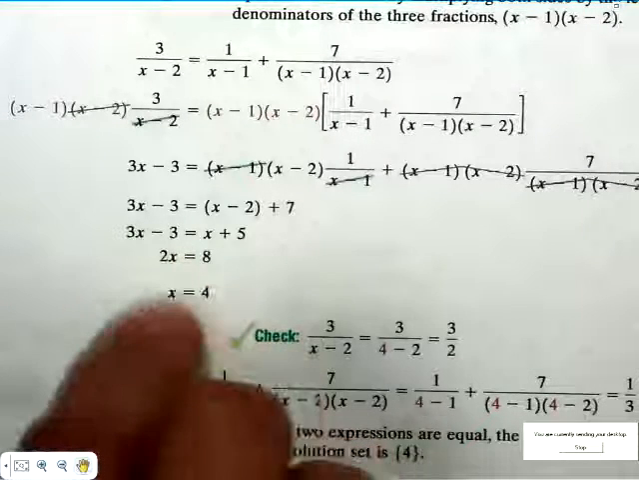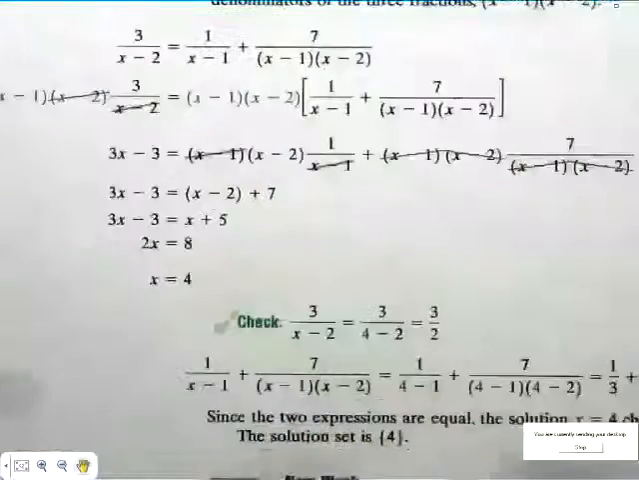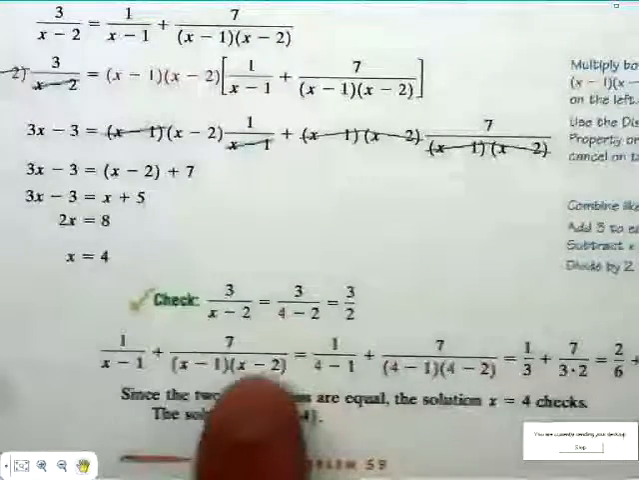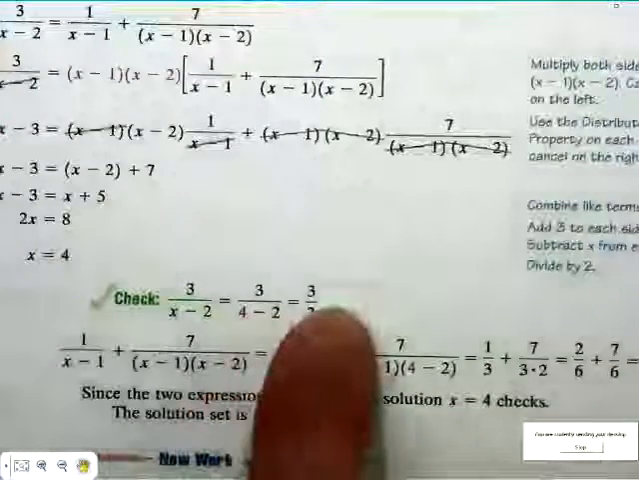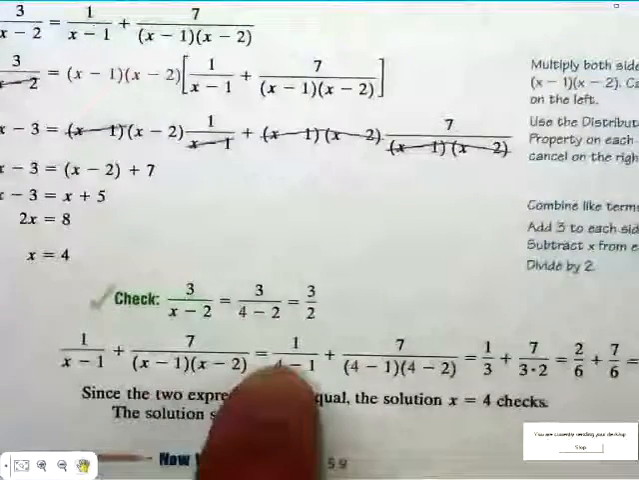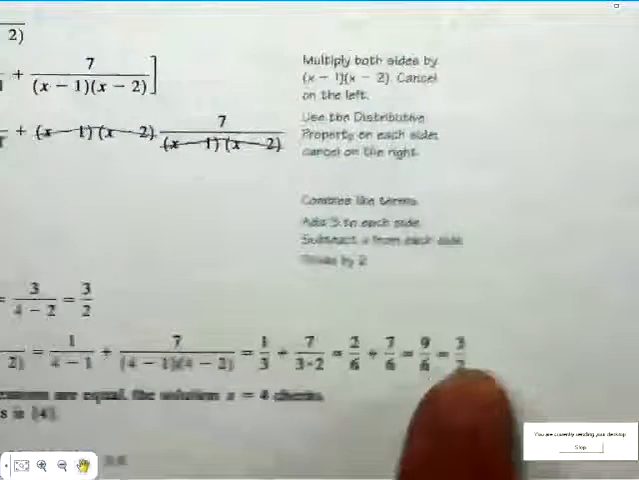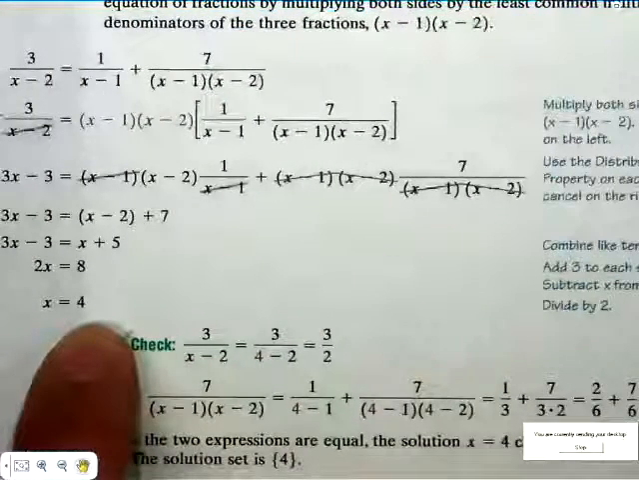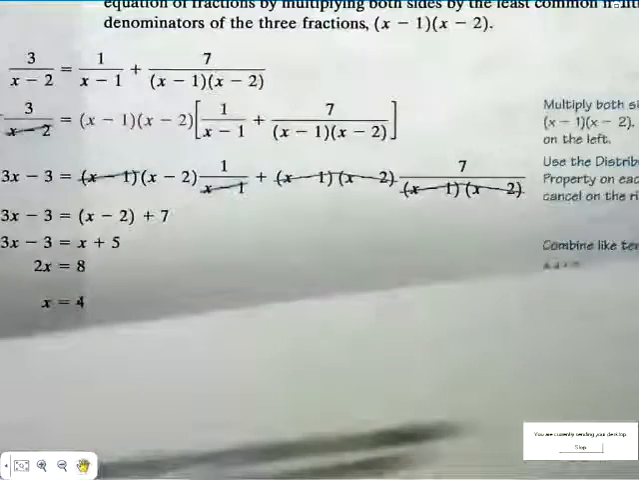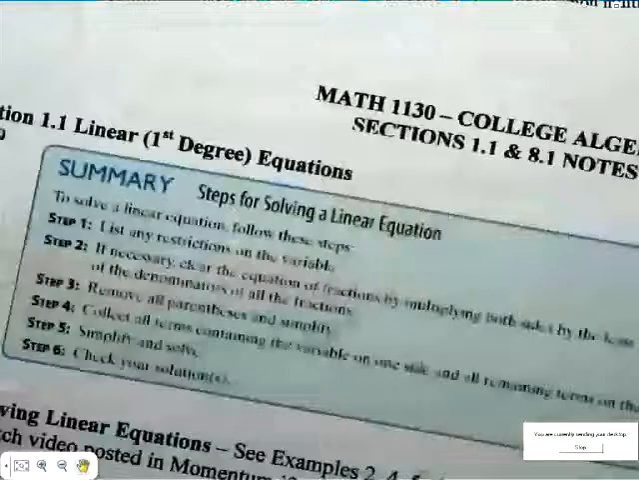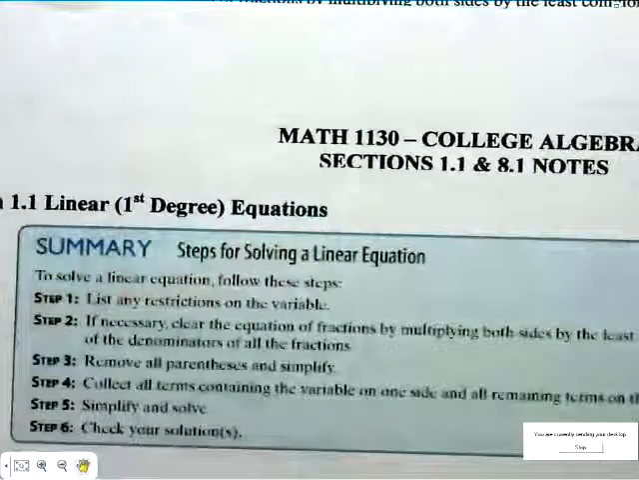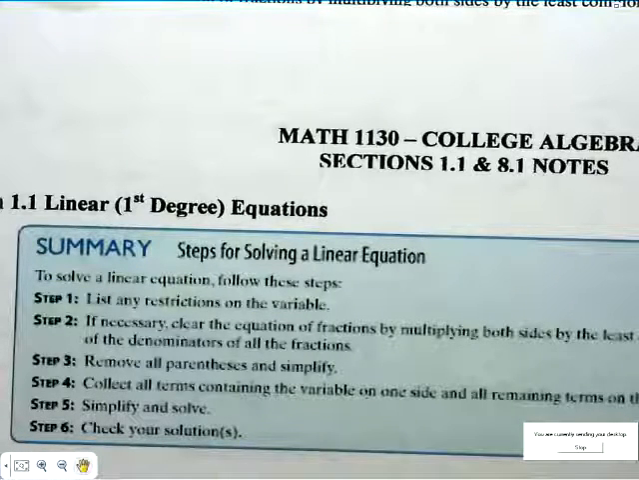Notice here we came up with x equals 4. And when you substitute 4 into the left-hand side of that equation, you get 3 halves. When you plug 4 into the right-hand side of the equation, you get 3 halves also. So this 4 does make the equation true. It is a solution. However, this number 1 I told you I would come back to, list any restrictions on the variable. That means when you solve an equation with fractions in it, you always have to check your answer.